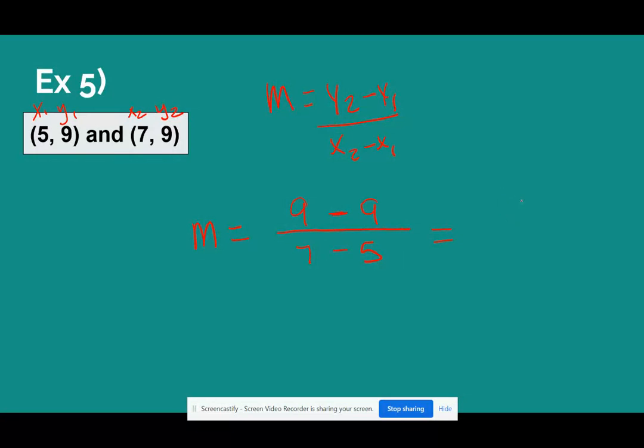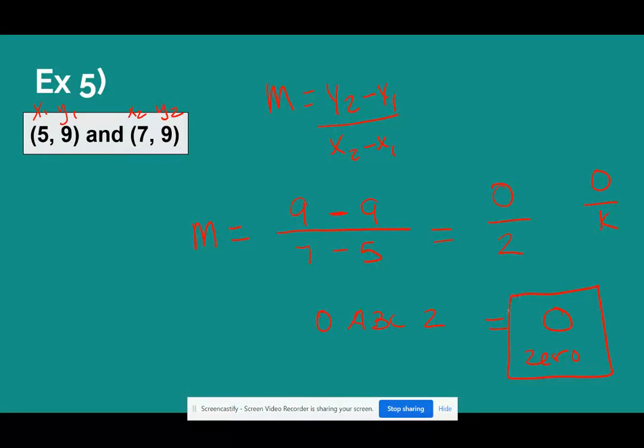We just do our calculating. 9 minus 9 is 0. 7 minus 5 is 2. When we see 0 on top, we think of, okay, that is good. But if we do 0 ABC 2, we do get a reduced fraction of 0. So you can either write 0 or you can put the number 0.